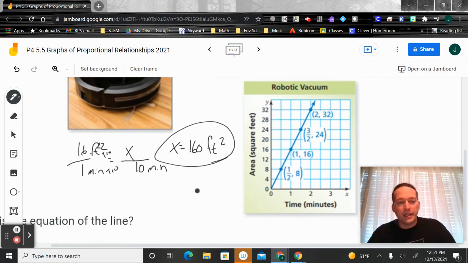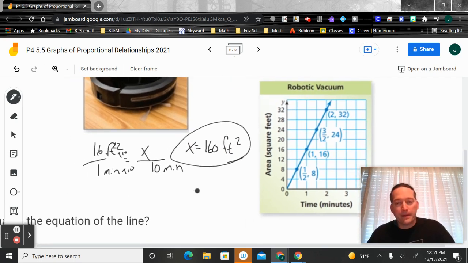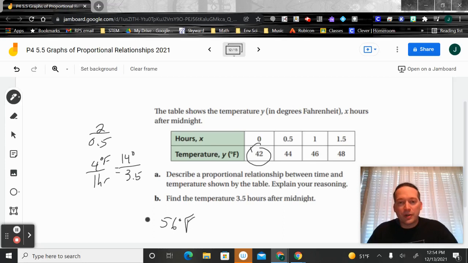What would the equation of this line be? All right, remember, y is equal to the constant of proportionality times x. Constant of proportionality is y divided by x. Every single one of these is going to give me 16. So y equals 16x. Okay, so that is all we are going to do for today.